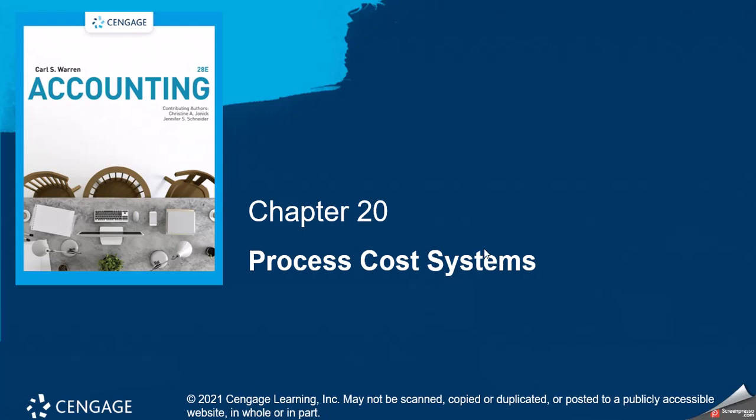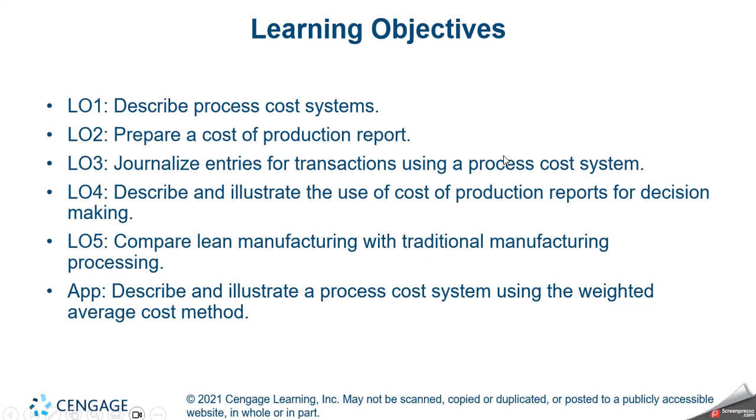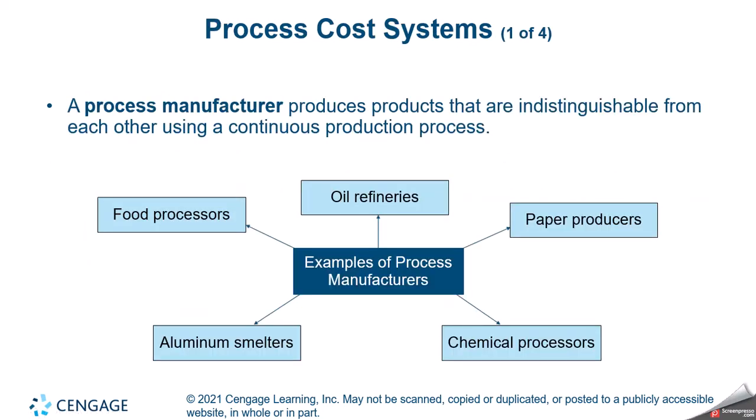This chapter, we talk about process costing. So these are your learning objectives. Again, we kind of had this example when we were comparing our product costing, but process costing is where we're just making the exact same product over and over again through a continuous production cycle.